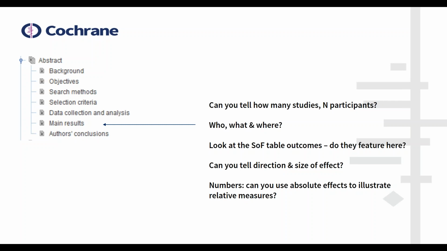Can you tell how many studies you're dealing with and how many participants have been included in them? Who, what, where: who was recruited, what did they get, where were the studies done? It's an important part of giving that context. Often it's a question of looking elsewhere in the review, but it's an important summary point to convey, and it's often missing from a lot of systematic review abstracts.